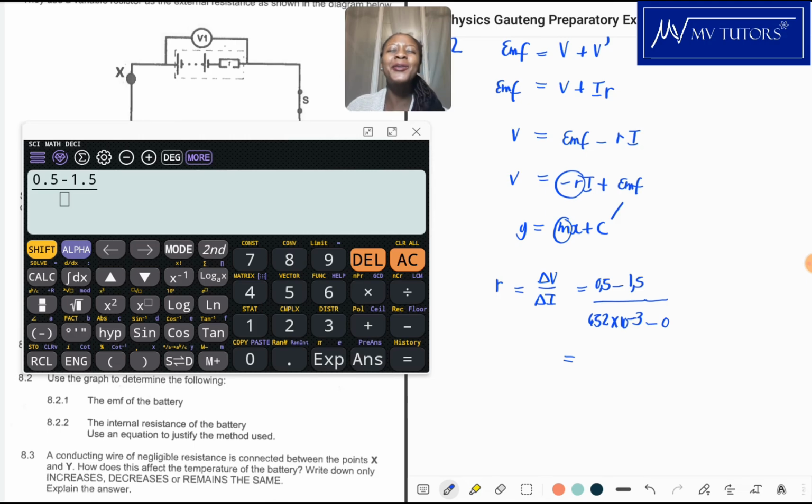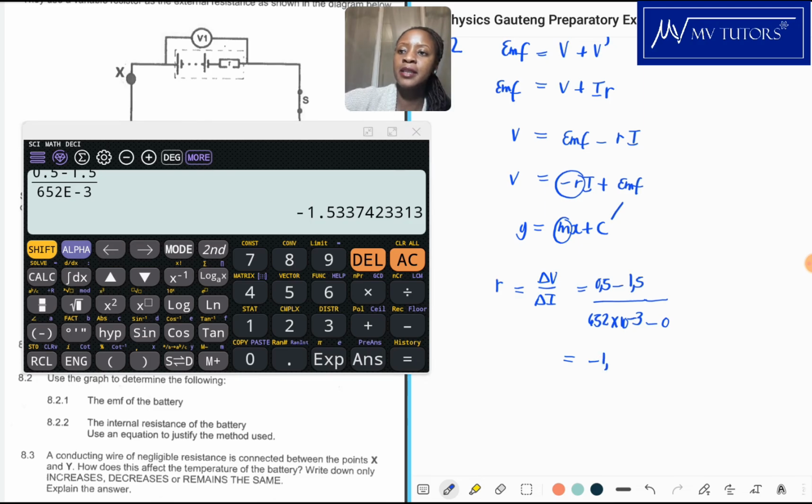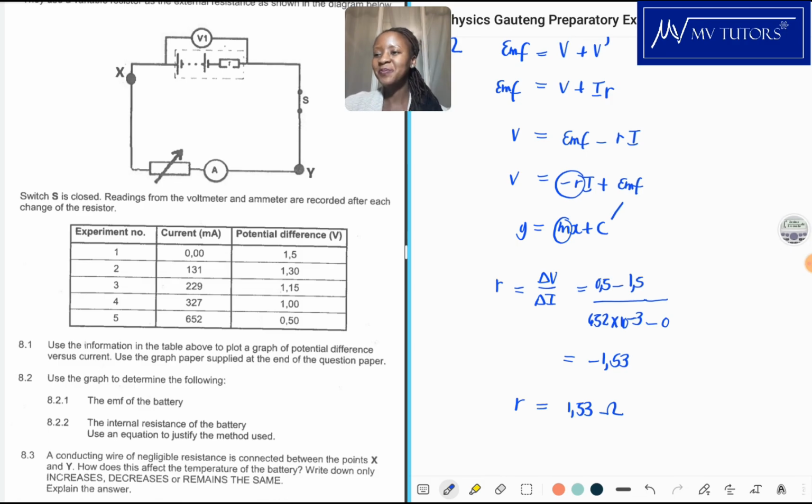What does that even mean to say you got a resistance of negative whatever? Okay, so no, it has to be an absolute value. So 652 times 10 to the negative 3, and we get our answer as negative 1,53. But what you end up reporting is 1,53 ohm. Okay, resistance is an ohm.